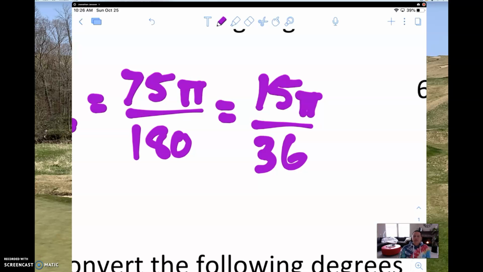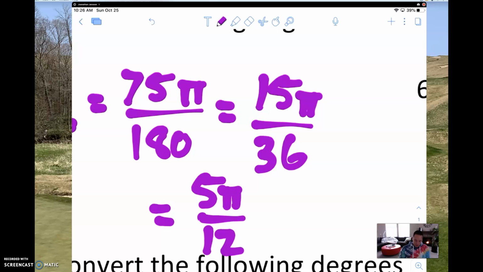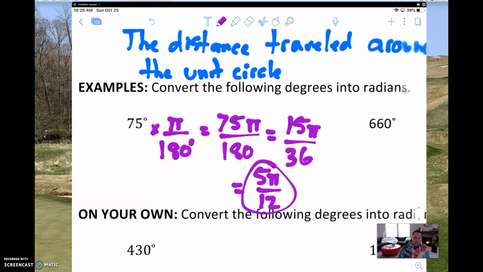Then you look at 15 pi over 36 and you realize, well, both of those could be divided by a 3. So if I divide the top and bottom by 3, we get 5 pi over 12. And that's as reduced as it can get. So 5 pi over 12 is equivalent to 75 degrees.